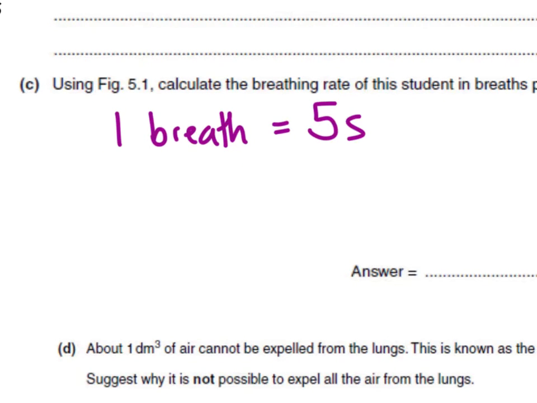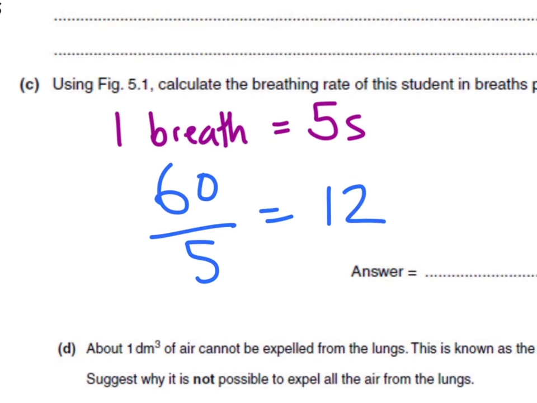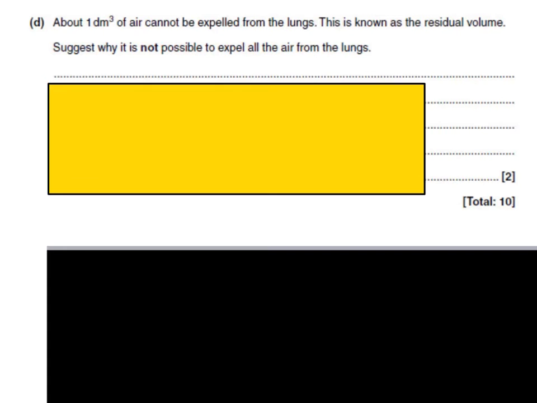So in other words, how many breaths in a minute? Well, if one breath is equal to 5 seconds, then we just have to divide the number of seconds in a minute by 5. So 60 divided by 5 will give you 12 breaths. Please remember to show your working out as well, because you can get marks for that even if you got the wrong answer. It then says about 1 decimeter cubed of air cannot be expelled from the lungs.